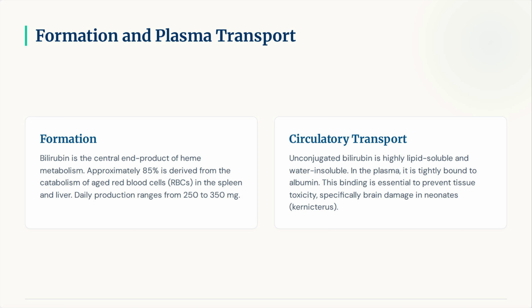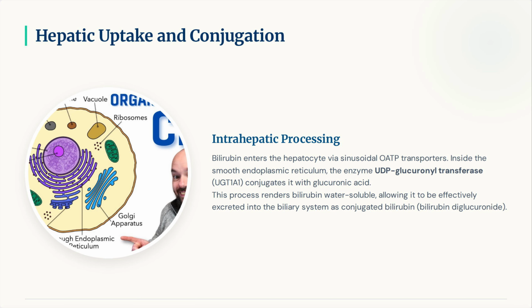Once formed, this unconjugated bilirubin faces a challenge. It is highly lipid-soluble and water-insoluble. To travel safely through the watery environment of our bloodstream, it needs a carrier. It binds tightly to the protein albumin. This binding is absolutely essential. Without it, free bilirubin can cross cell membranes and cause severe tissue toxicity, most notably brain damage in newborns, a condition known as kernicterus.